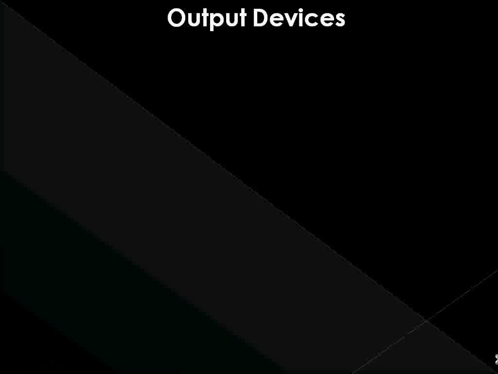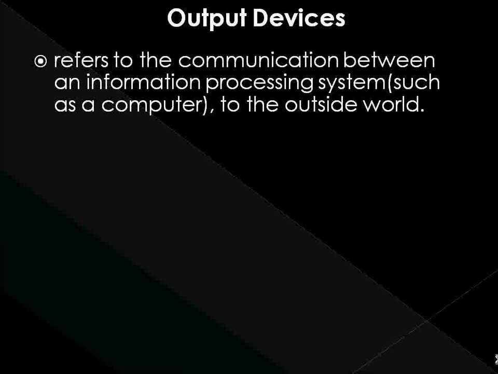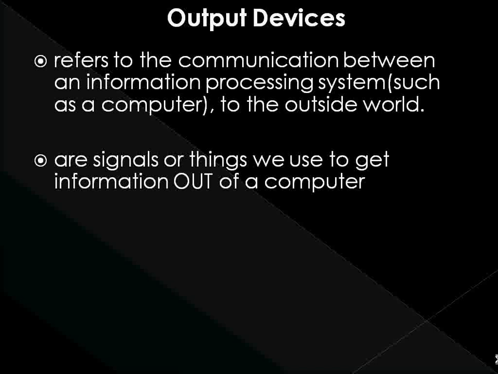Output devices. An output device is any piece of computer hardware equipment used to communicate the results of data processing carried out by an information processing system, such as a computer, to the outside world. Outputs are the signals or data sent by the system to the outside.